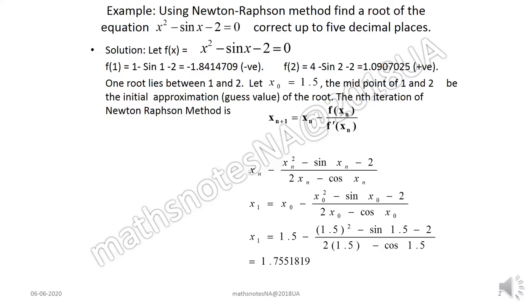Now we simplify it with the help of x0 because n is 0 and n plus 1 becomes 1. So x1 is equal to x0 minus x0 square minus sin x0 minus 2 upon 2x0 minus cos x0. We take x0 1.5 and substitute in this expression. So we get after calculation x1 as 1.75511819. Now we will go for second iteration, that is n is equal to 1 and we will obtain x2, that is next better approximation of the root.